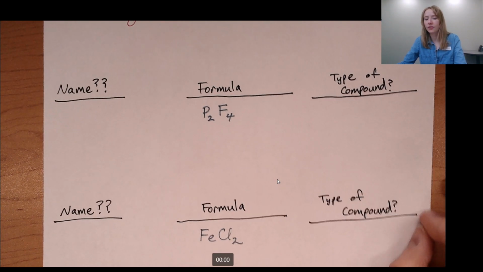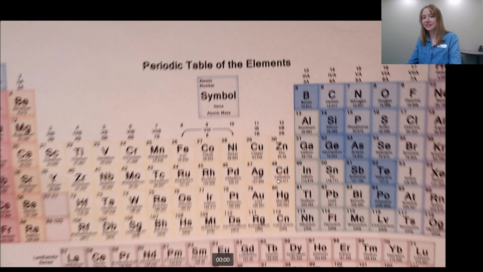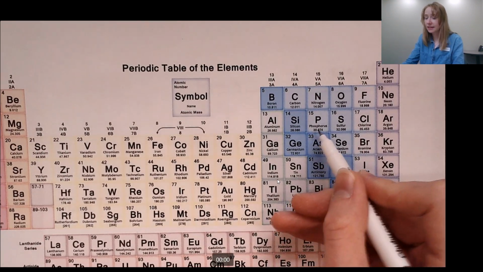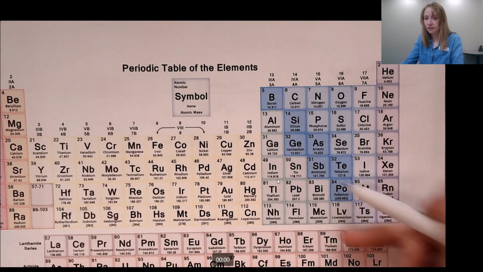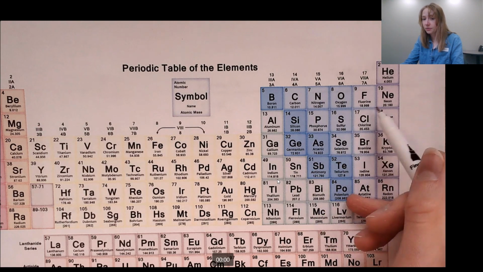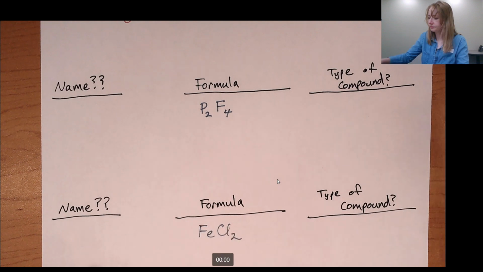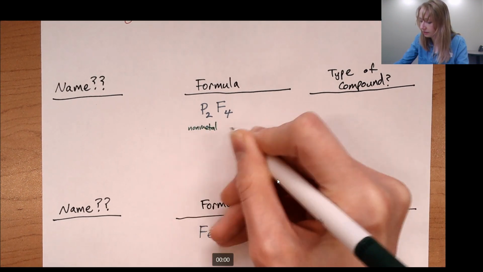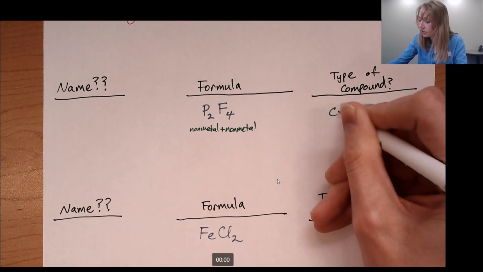Okay, our next compound is P2F4. So here we need to figure out the name from the formula. Again, let's start by determining if this is ionic or covalent. So I'm going back to my periodic table. I've got phosphorus and I have fluorine. These are both to the right of the semimetals, so they are nonmetals. So I have a nonmetal plus a nonmetal, and so I have a covalent compound.